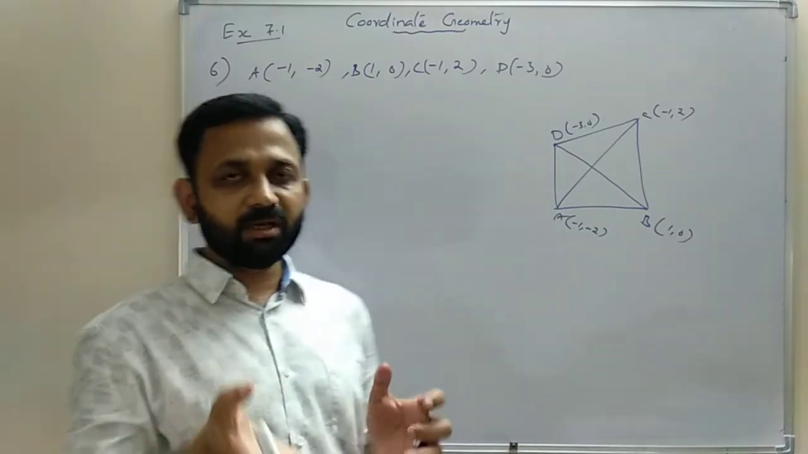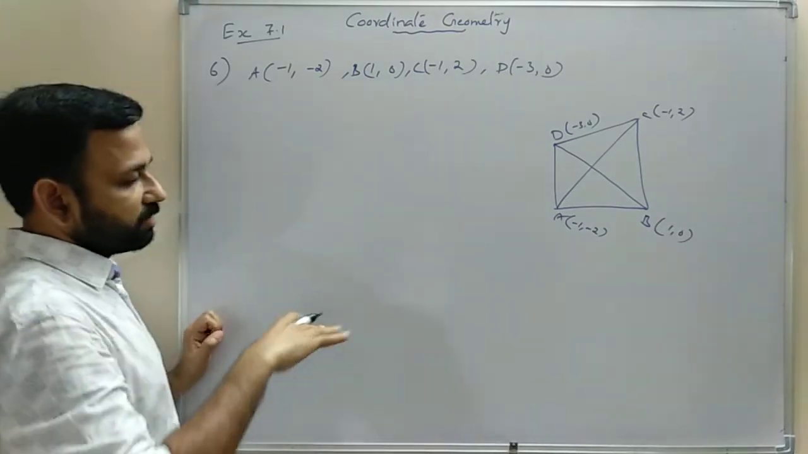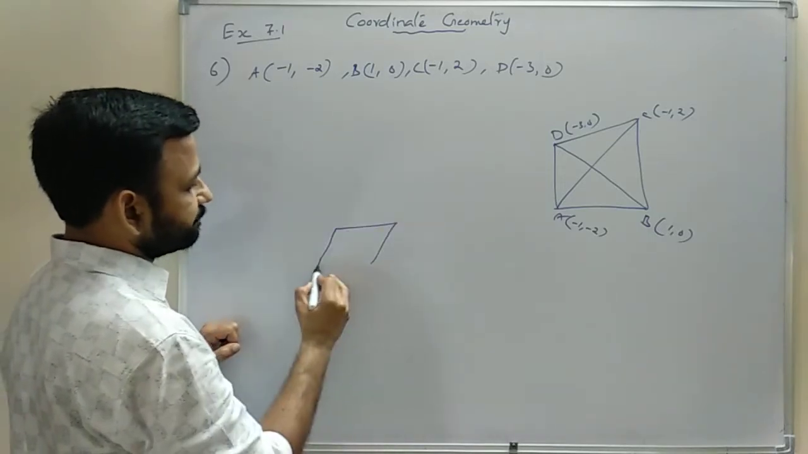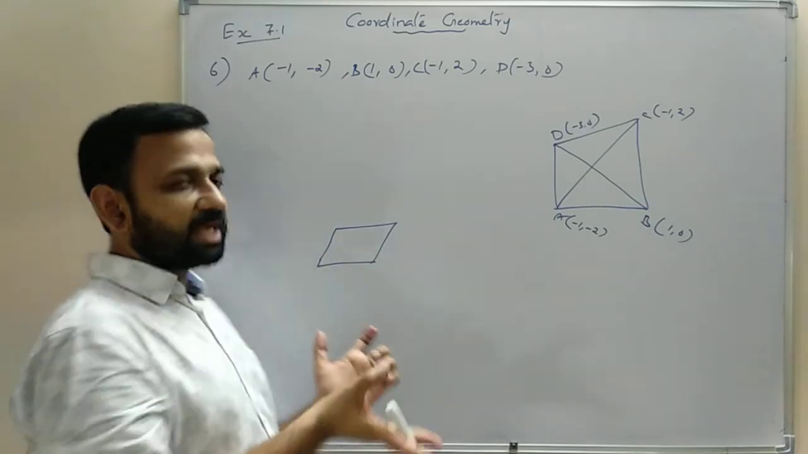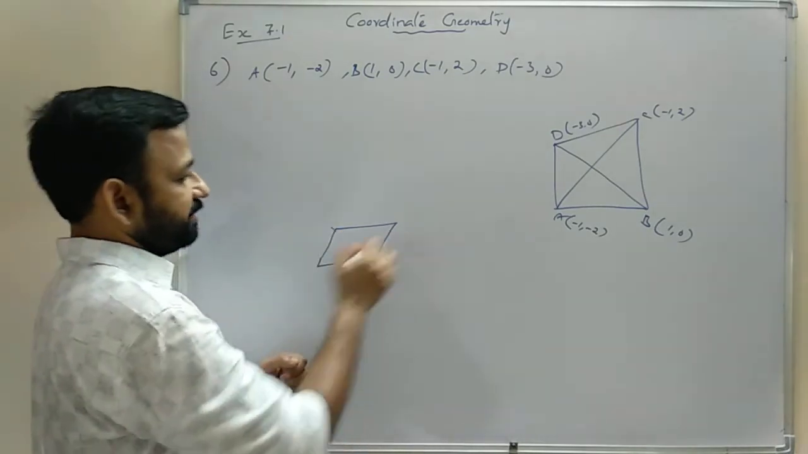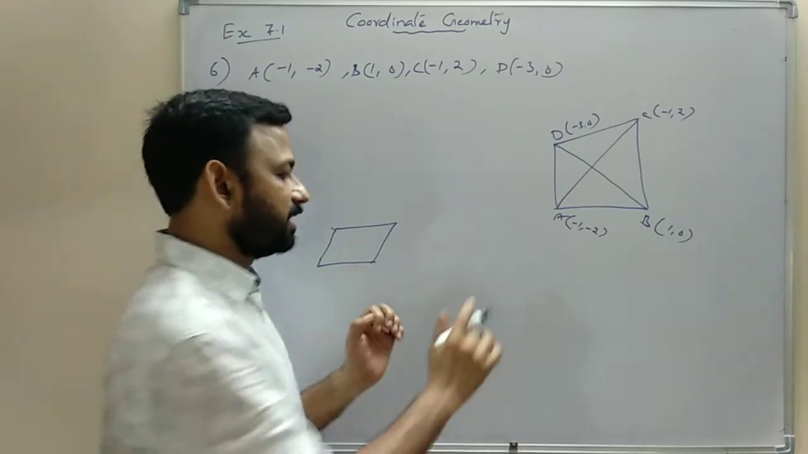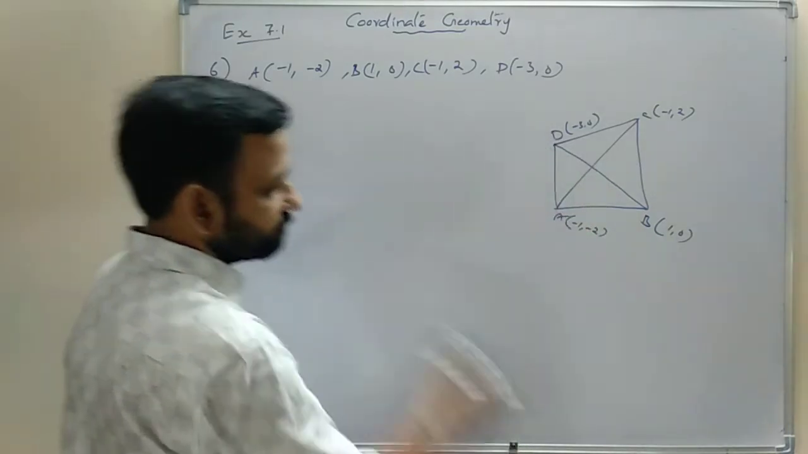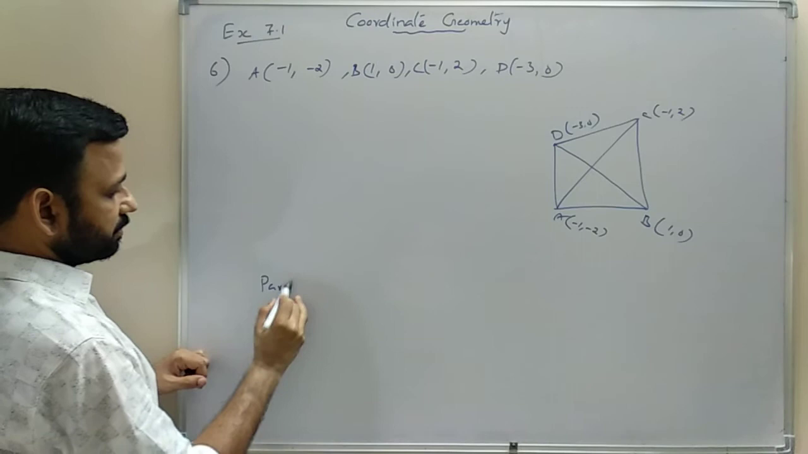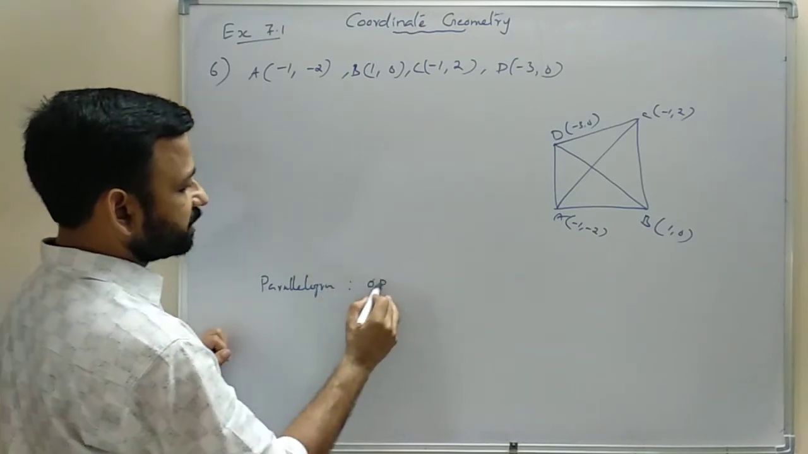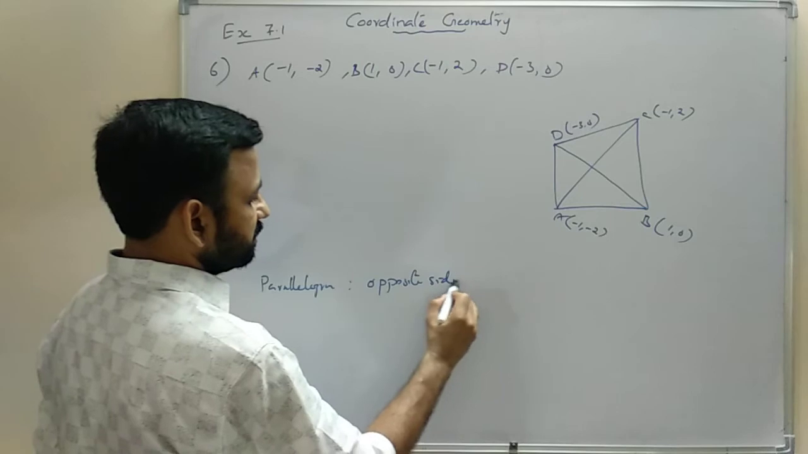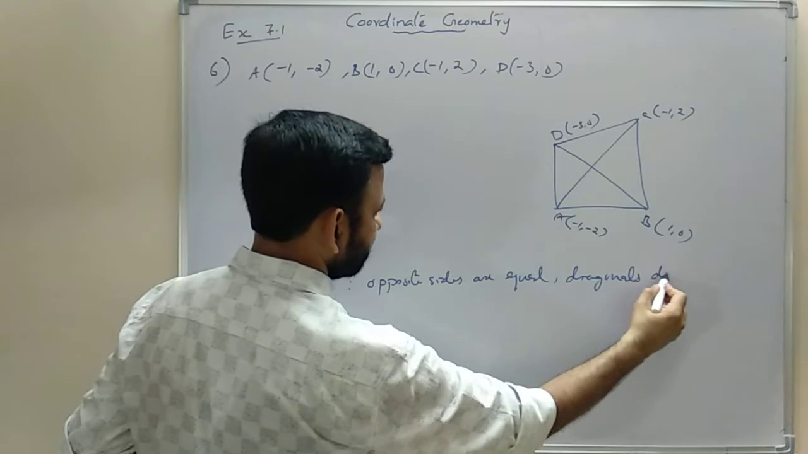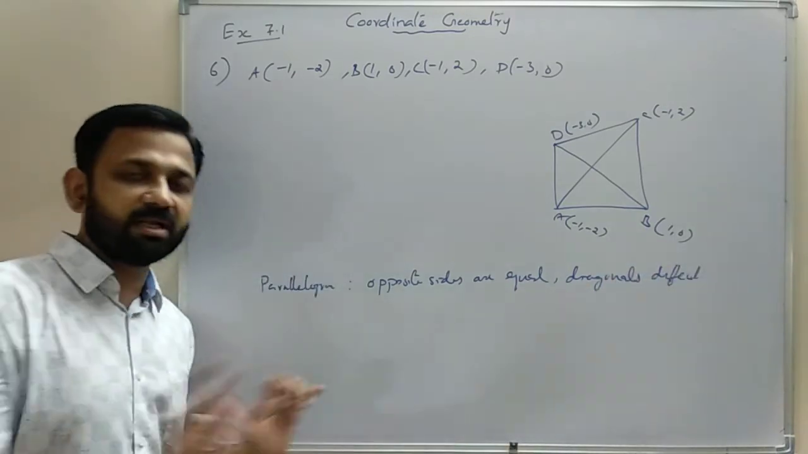Then in lower classes we learned quadrilaterals are of different types. If it is a parallelogram, opposite sides are equal, and the diagonals are different. If it is a parallelogram, if it is not a rectangle, then in a parallelogram, opposite sides are equal, diagonals different. Then we can say that it is a parallelogram.